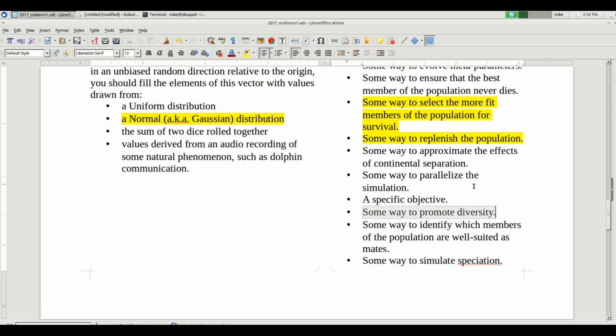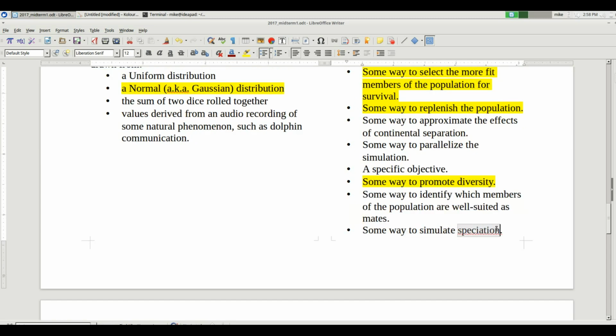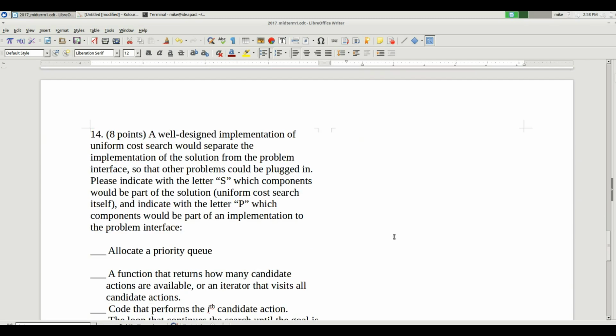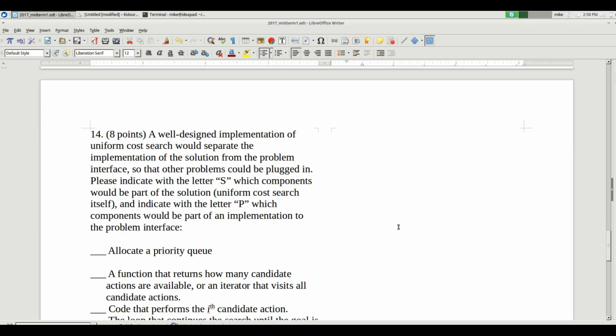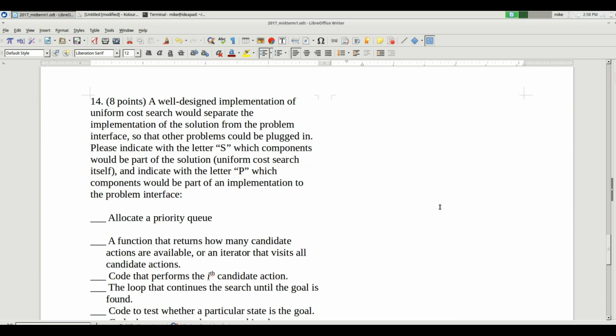Do you need a way to promote diversity? Absolutely. Yes, you do. Otherwise, you sit around testing the same point over and over and over, which is obviously the point. Do you need a way to identify which members of the population are well suited as mates? Yeah, so while this is a good idea, we have demonstrated that it works without it. So I'm going to say it's not essential. We are getting kind of close to the essential line. So yeah, well, and speciation's not necessary, but probably a good idea. I'm going to get away from this problem because I'm feeling the anger level of my class rising and it's about to swallow me. Yeah.